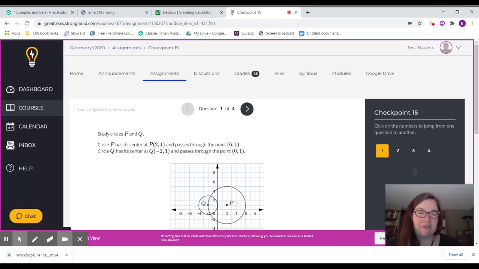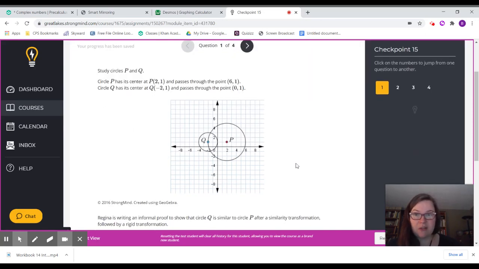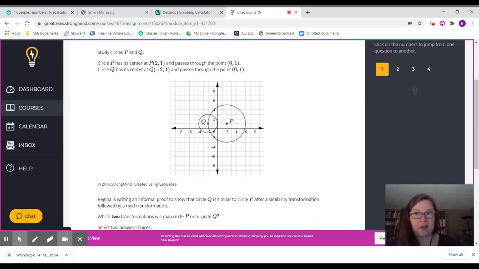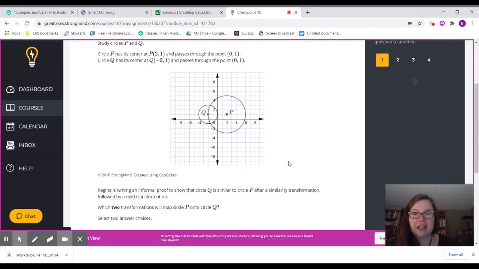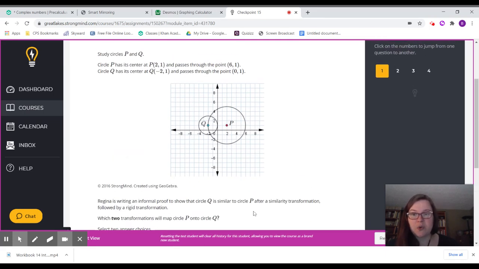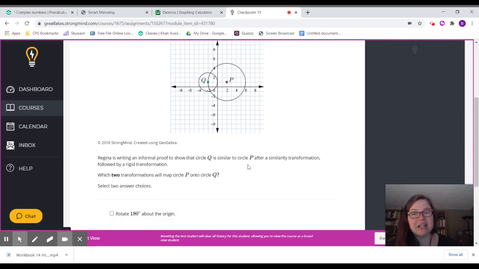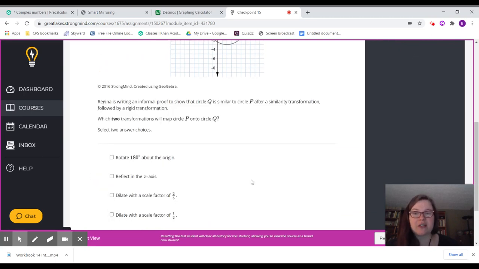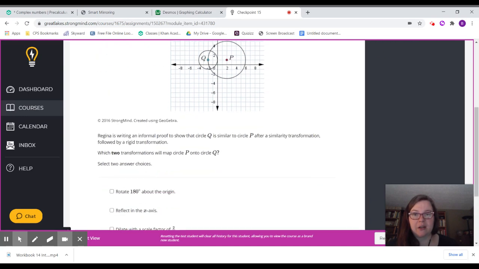Next. Checkpoint 15 only has 4 questions, doing the same type of thing that we just did on 15.1 and 15.2. So again, we have circle P and circle Q. It tells us where those points pass through, kind of as a hint for what to do with the radius. And this one is interesting because the wording is a little bit deceiving. Basically, it's saying, what are the 2 things that we could do to get P onto Q? We have to do 2 transformations.